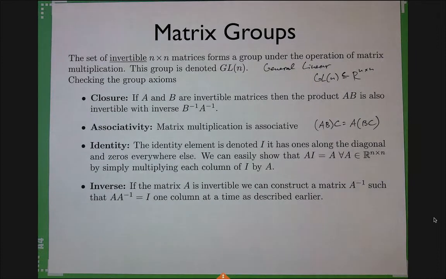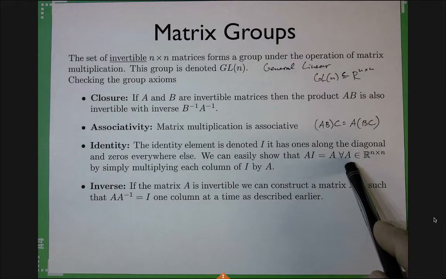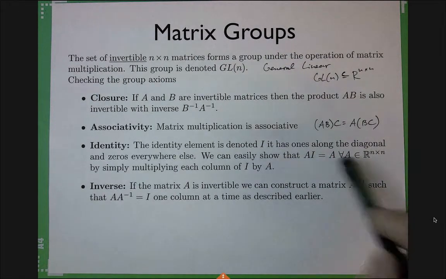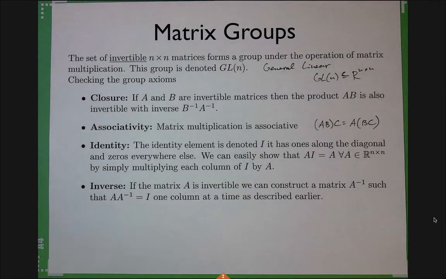Now the identity element is obvious. That's our identity matrix, right? You know that if you multiply any matrix with the identity, you just get the matrix back if you are talking about square matrices. So if I take a square matrix A and I hit it with the square n by n identity, I just get A back. So this is my identity element.